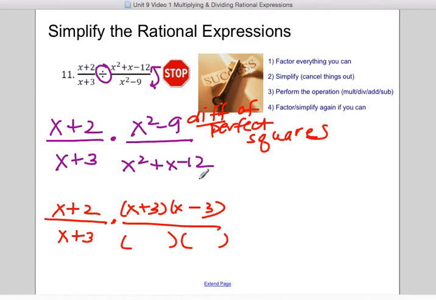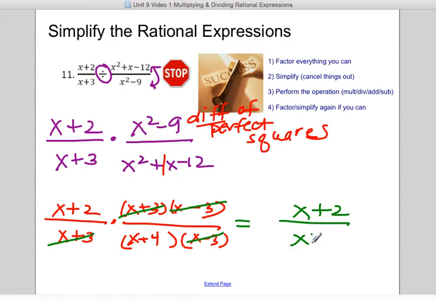Now, this one's our trinomial, so I say what multiplies to -12 but adds to 1. 1 times 12 won't work. 2 times 6 won't work. 3 times 4, that could work. Plus 4 minus 3, that would give me 1, and when I multiply, I get 12. Then I cancel. Like I said, as long as there's 1 in the numerator and 1 in the denominator, they cancel. So x plus 3, x minus 3, these are not the same. So my final answer is x plus 2 over x plus 4.